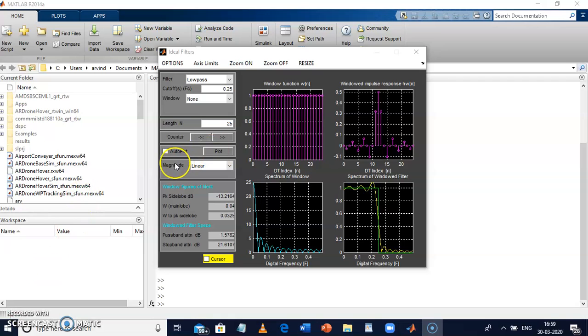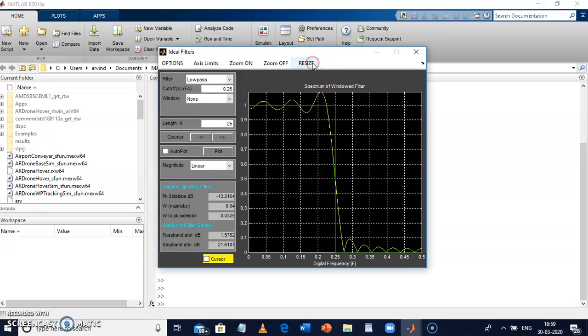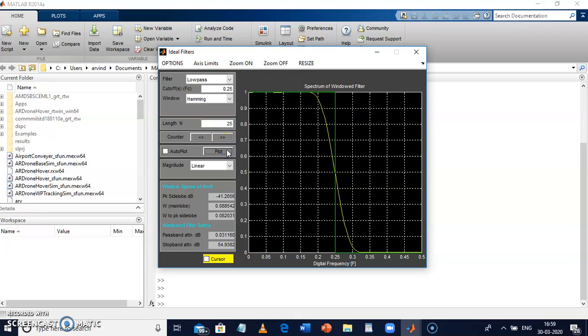And what we have done is taken a window of length 25, and we are multiplying with no window, which is equivalent to multiplying with a rectangular window. So what you can see is ripples in the pass band and in the stop band because of the Gibbs phenomenon. Now in case I want to suppress these ripples, I can apply something like a Hamming window and plot this. Can you see that the ripples are gone?